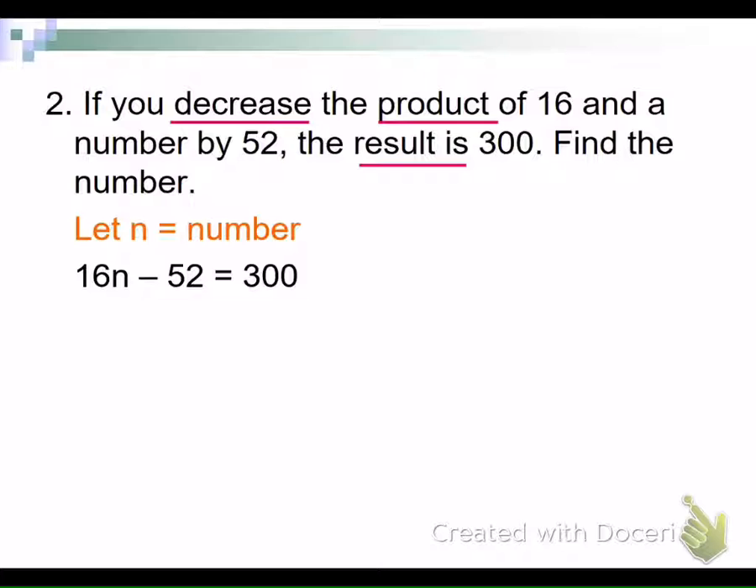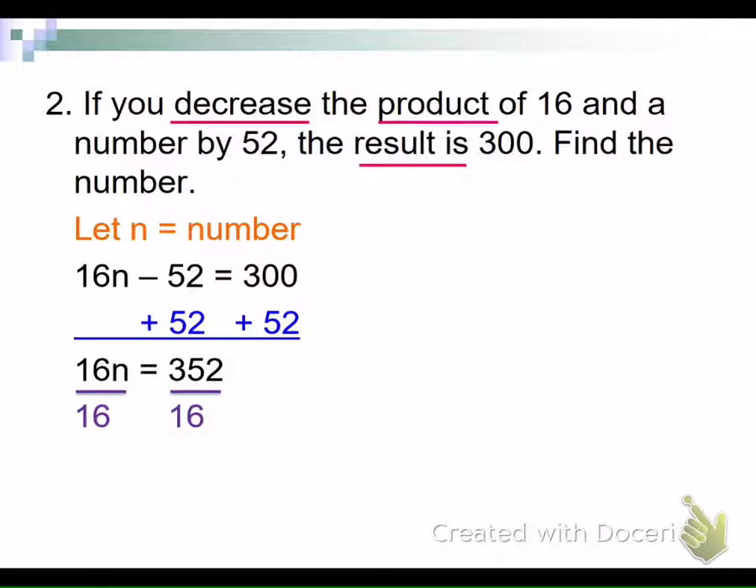All right, how should I do the next step? Add 52. You got to undo adding and subtracting first. So I'm going to undo the subtracting 52 by adding 52. Then what? Divide both sides by 16, and what do I get?